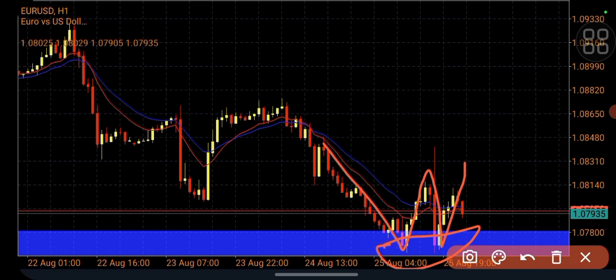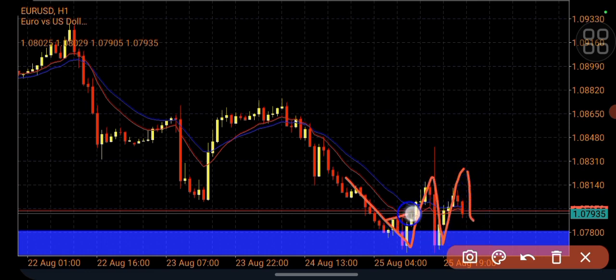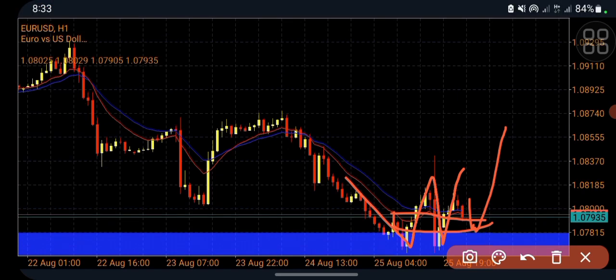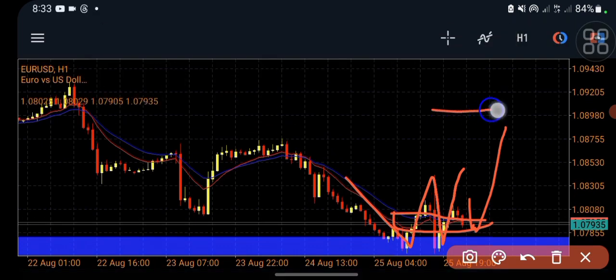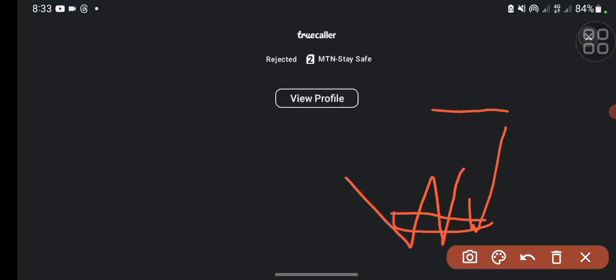So price might decide to come back and retest this zone, because here it has already broken an engulfing sell in this zone. It has broken. So immediately it retests here, it might fly and go up. This is a change of direction character. But let's wait and see how it will react on Monday in this place.